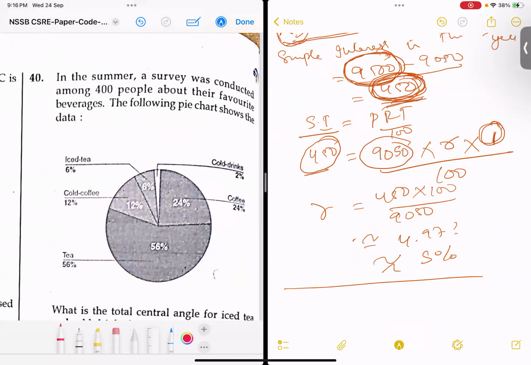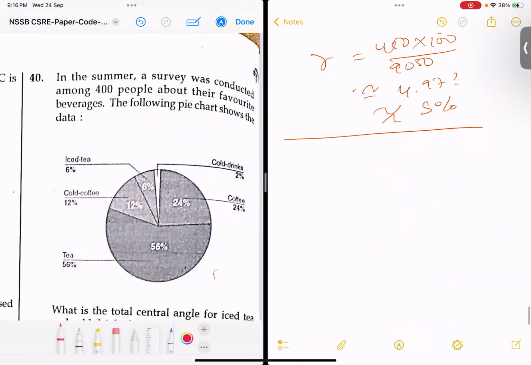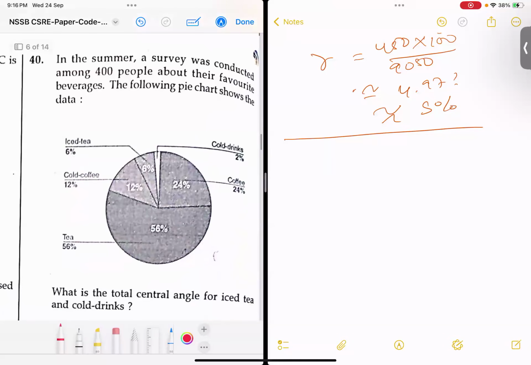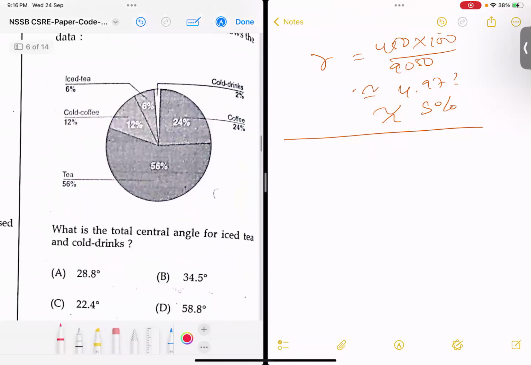Now let's come to question number 40. In the summer, a survey was conducted among 400 people about their favorite beverages. The following pie chart shows the data. What is the total central angle for iced tea and cold drinks?